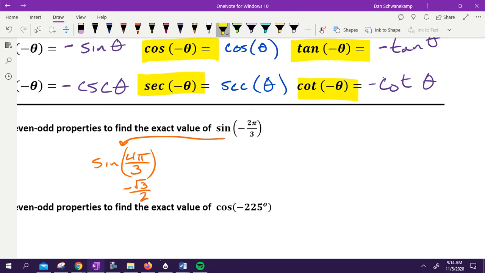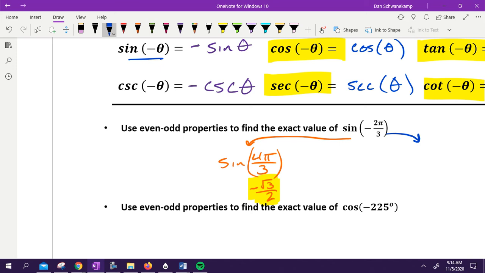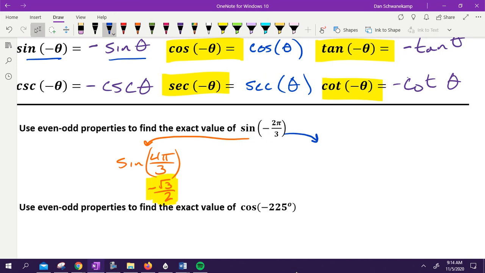That is one way of getting that answer, and it's a perfectly great way of getting that answer. But there's another way we could do it. We are doing the sine of a negative angle. We just said right here that sine of a negative angle is the exact same thing as a negative sine of that angle. So it's the same thing as negative sine of what? 2 pi over 3.